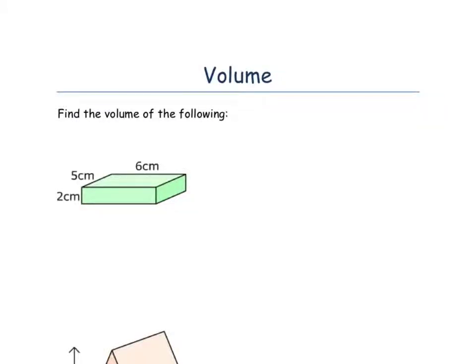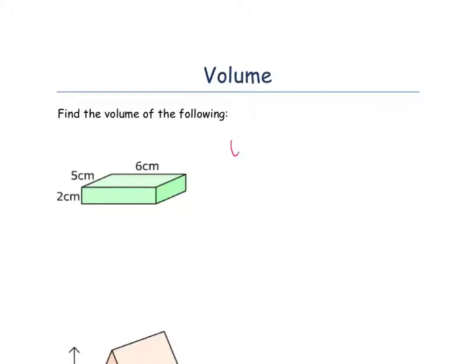Volume means the amount of space inside a 3D shape. Now the units for volume are either millimetre cubed, centimetre cubed, metre cubed or kilometre cubed. Now to find the volume of a cuboid like we've got here, what we do is we do the following.